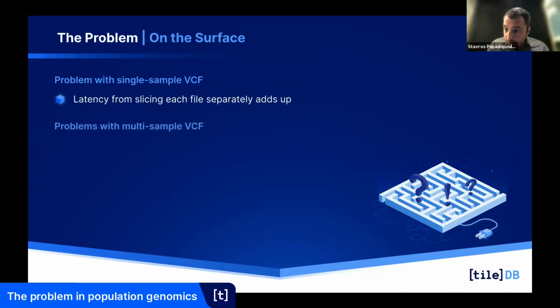So to mitigate these problems, the domain adopted solutions that combine these files into a single one, because in that single file, the information across the files gets to be collocated, be very close to each other in the file, and therefore with a single sequential access, you can get a lot of the relevant information to the query, to the analysis, very fast. So that solves the problem with the single sample VCFs.